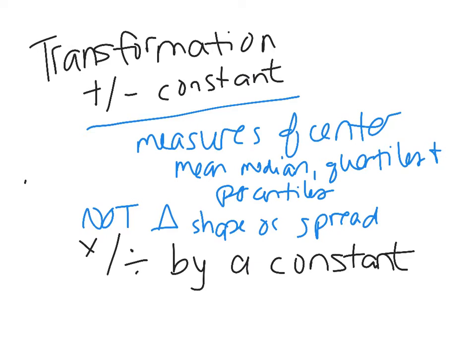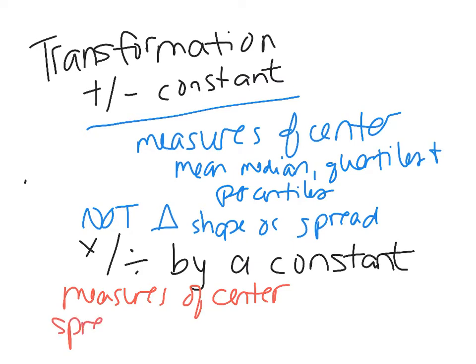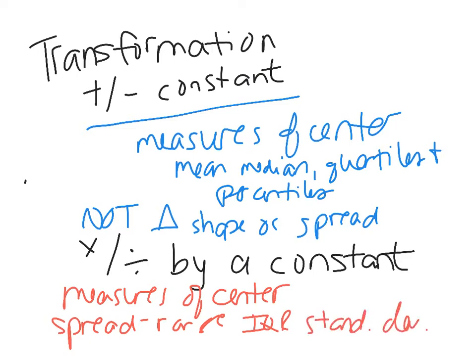Now, if we multiply or divide every value in our data set by a constant, that will also do the same to our measures of center. So again, our mean, median, quartiles, percentiles will all change, either multiplied or divided by that constant. It will also change our spread. Okay, so our measures of spread, like range, IQR, standard deviation, those will all change by that multiplication or that division. However, the shape does not change. Remember, the shape never ever changes.